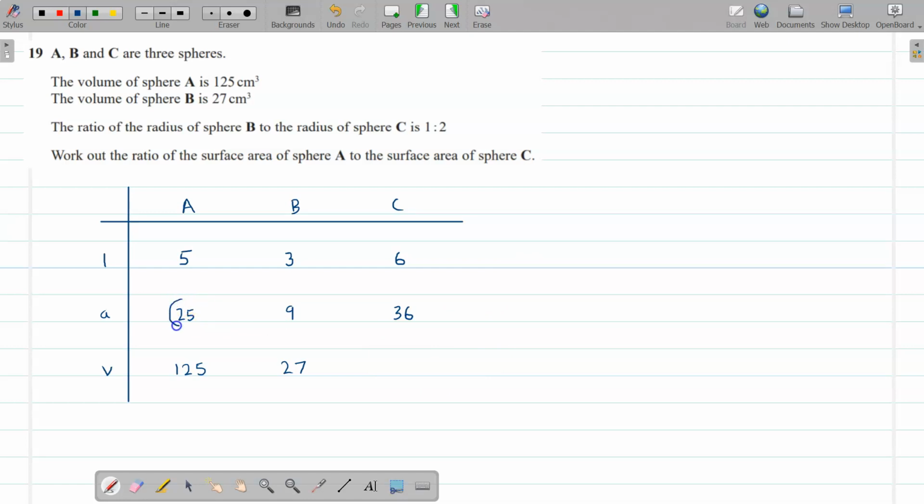We just need these two because it's the ratio of the surface area of sphere A to the surface area of sphere C. So the answer is 25 to 36. And my working out is very clearly shown in that table next to it.